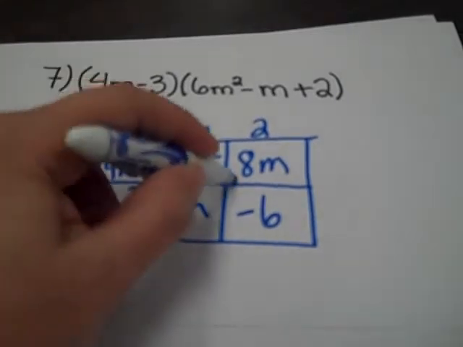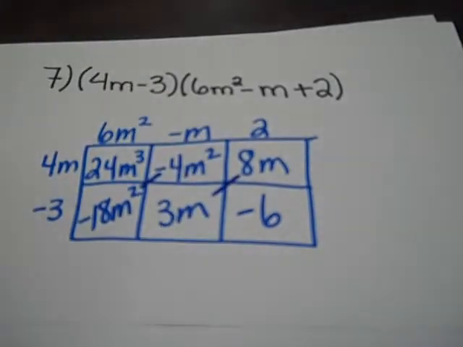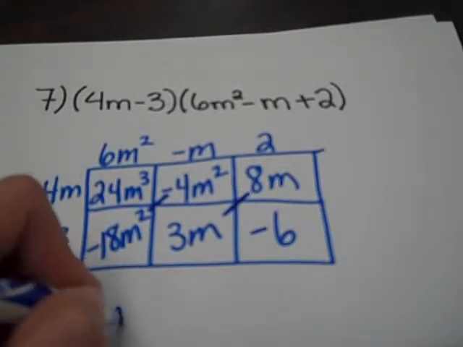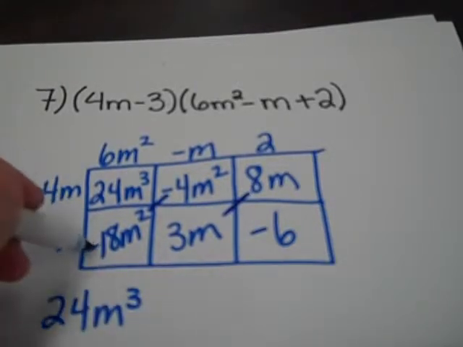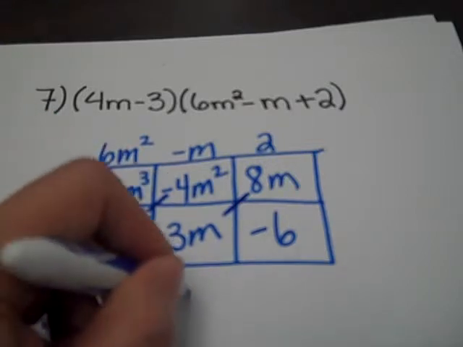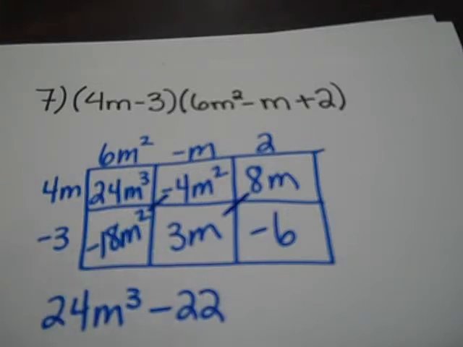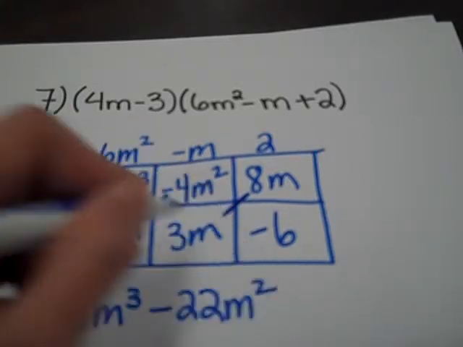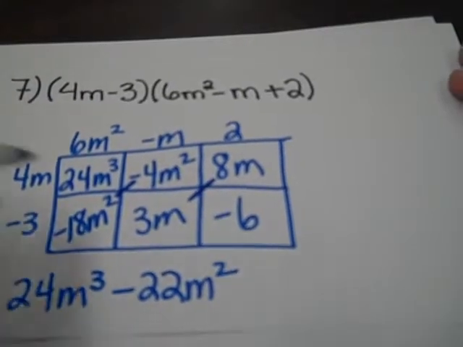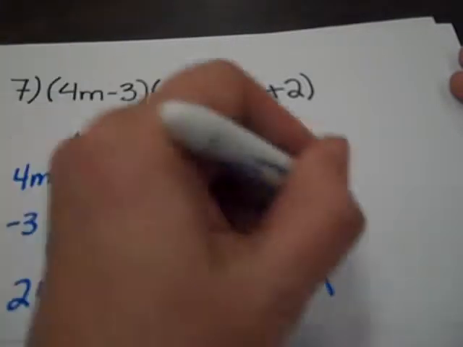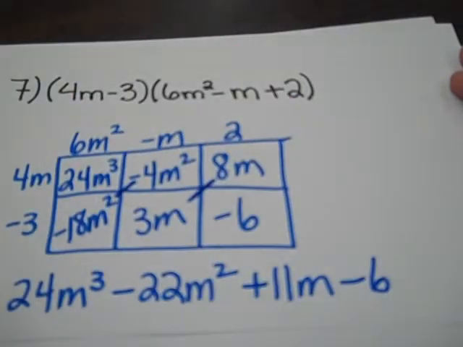I have like terms here and here. Okay, we have 24m cubed. Negative 18 and negative 4 is negative 22m squared. 3m and 8m is 11m minus 6.